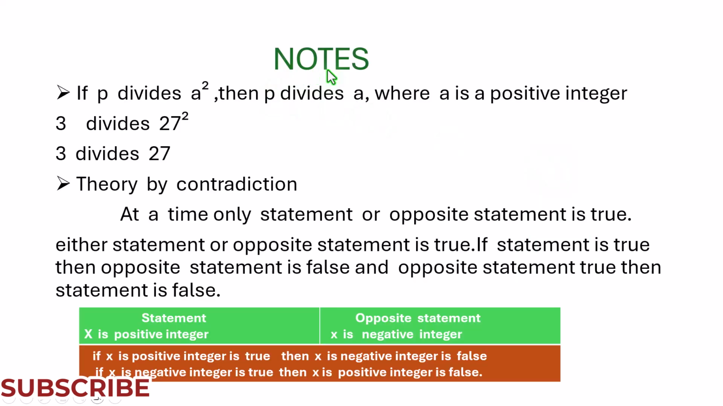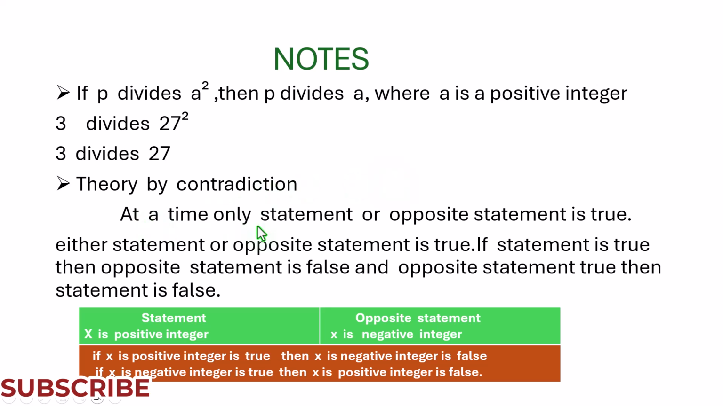Before going to the proof and solution, some important notes are required. First one: if p divides a square, then p divides a, where a is a positive integer. Example: 3 divides 27 square, so 3 divides 27.